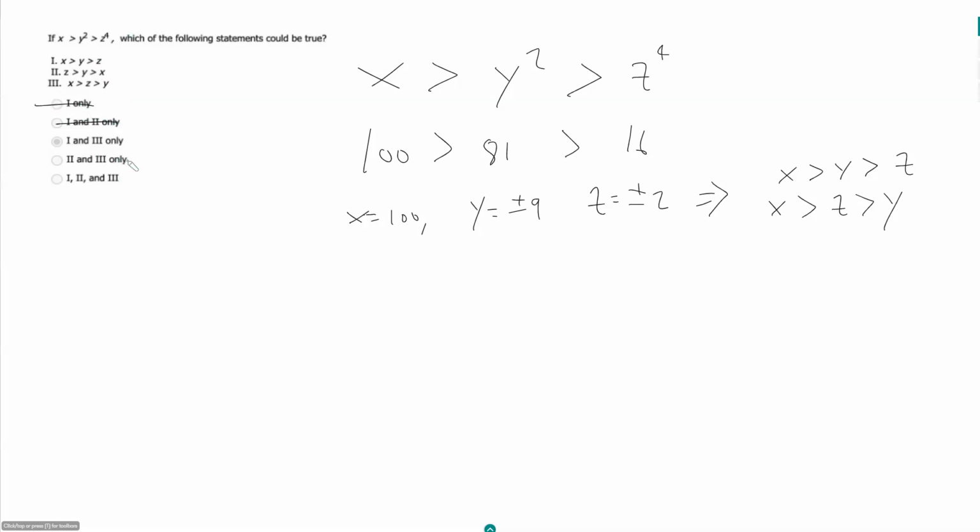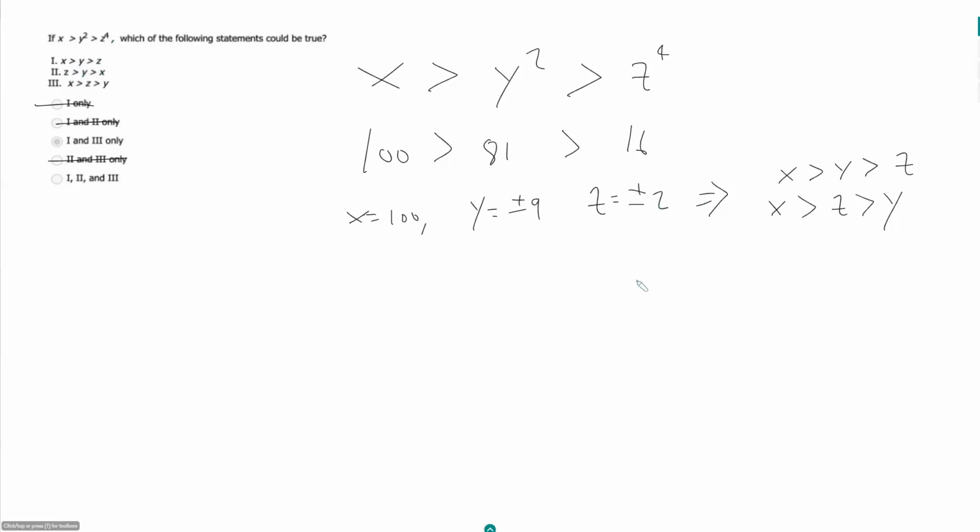And it looks like from this one example alone, we can narrow it down to C and E. So then it becomes a question of, is the second statement possible? So z to the fourth we know is the lowest value here, but z is the highest value here. So when is that going to happen? That's going to happen when z is a fraction, because when you raise it to the fourth, it's going to get smaller. So let's try and come up with some examples, do the same thing, but with fractions.